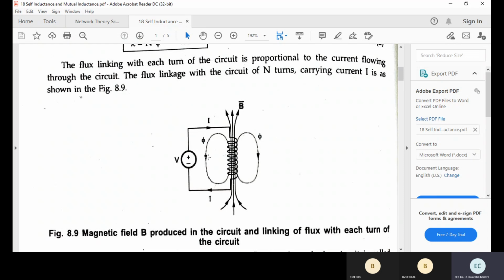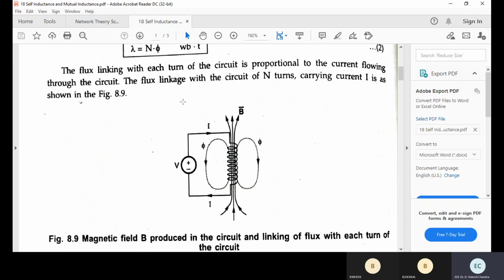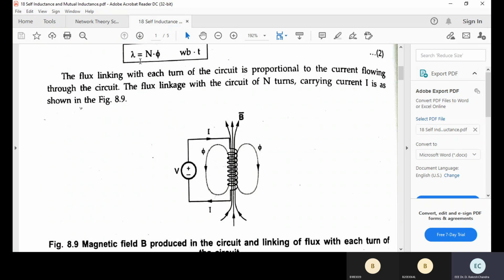You just look at the circuit shown in the figure. The flux linking with each turn of the circuit is proportional to the current. Generally, the flux is proportional to the number of turns. Your flux linkage lambda is equal to N into phi, number of turns into flux. And here you just observe the current flowing through the circuit.